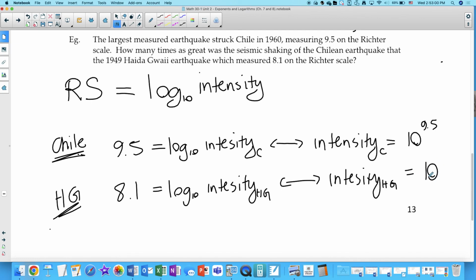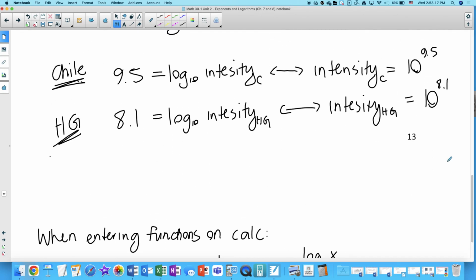Okay, so if we wanted to compare, how many more times intense is this one than this one? We have to take their ratios. Okay, so 10 to the 9.5 over 10 to the 8.1. You could do that all on your calculator, or you could use your exponent laws. This is 10 to the 1.4, subtract. Okay, and essentially what this is, it's the intensity ratio. So this is the intensity of Chile over the intensity of Haida Gwaii.